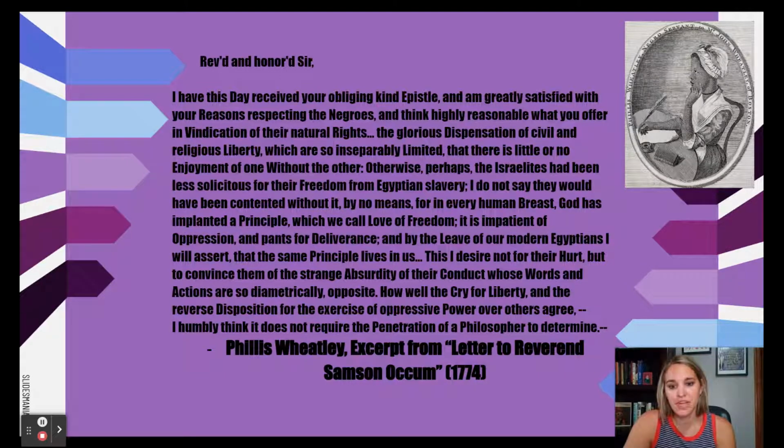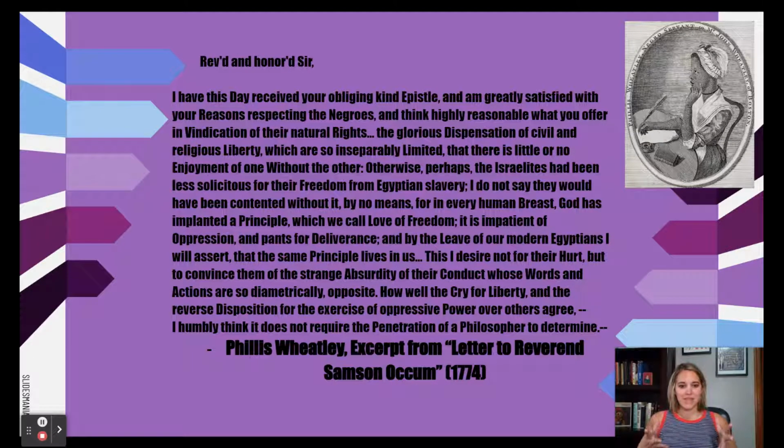It is impatient of oppression and pants for deliverance. And by the leave of our modern Egyptians, I will assert that the same principle lives in us. This I desire not for their hurt, but to convince them of the strange absurdity of their conduct, whose words and actions are so diametrically opposite. How well the cry for liberty and the reverse disposition for the exercise of oppressive power over others agree, I humbly think it does not require the penetration of a philosopher to determine."